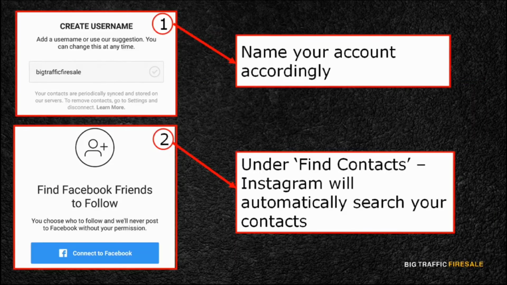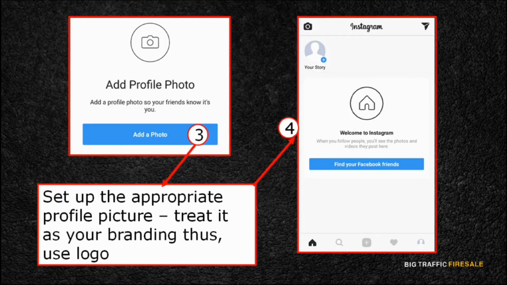Name your account accordingly and follow the sign-up instructions until you are prompted to find contacts. Instagram will automatically search through your contacts to find those who are using Instagram as well. This way, it'll be easier for you to follow them. Set up the appropriate profile picture for your account, and finally, you'll be welcomed to your homepage. Remember to treat your profile picture as your branding, so use your logo for it.